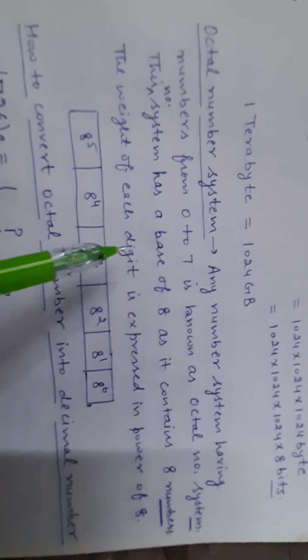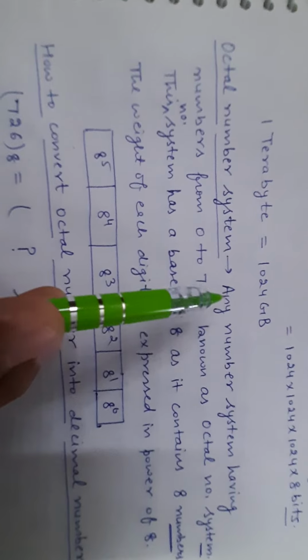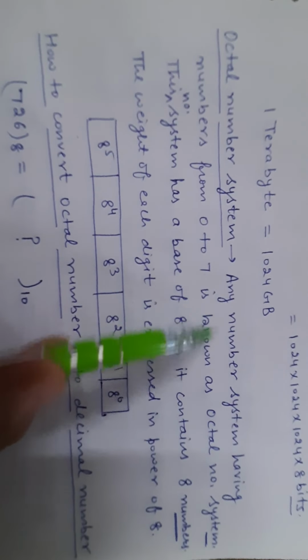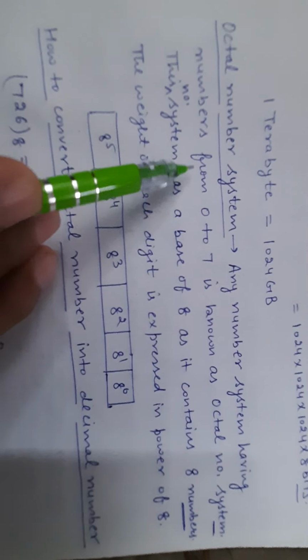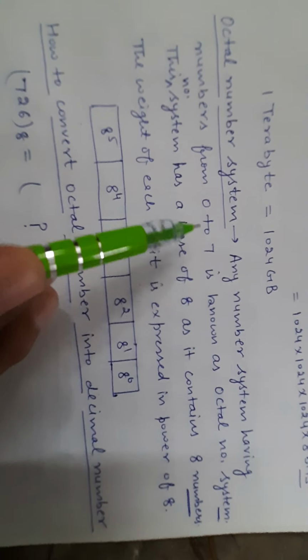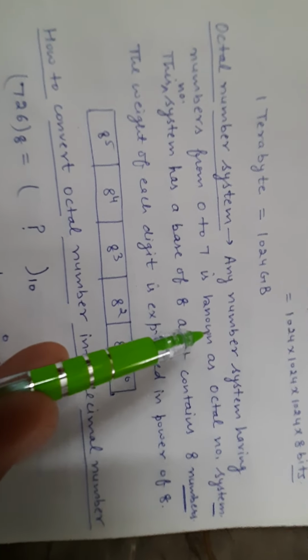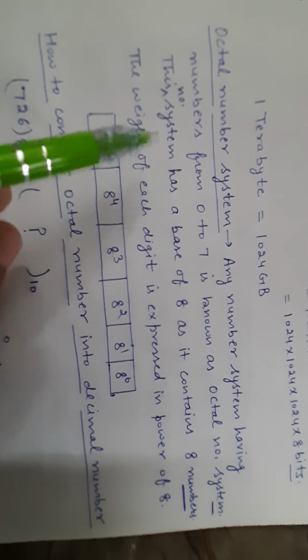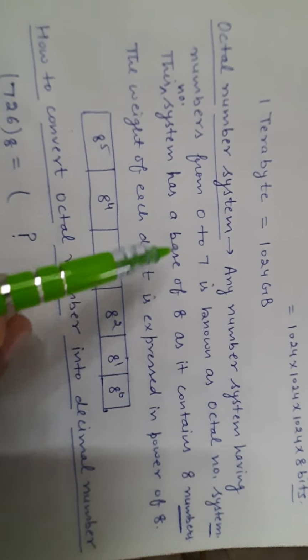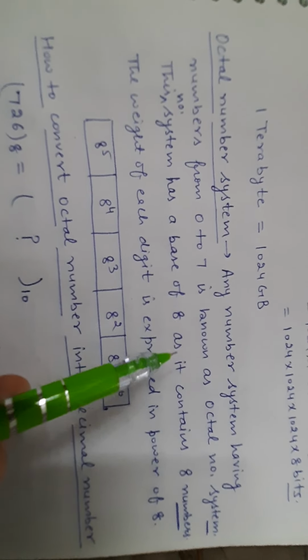Now, another type of number system is the octal number system. What is the octal number system? Any number system having digits from 0 to 7 is known as the octal number system. So there are a total of 8 digits which we use, from 0 to 7. That's why it is called the octal number system. This number system has a base of 8 because it has 8 digits from 0 to 7.